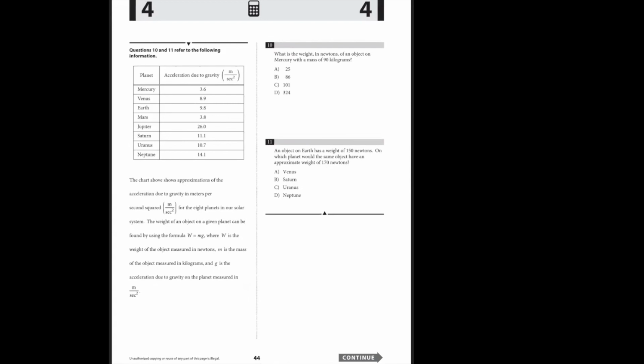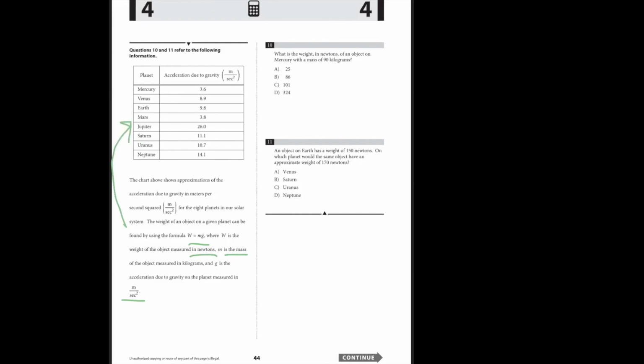It's a chart with the gravity in meters per second squared for all the planets in the solar system. It says the chart above shows the acceleration due to gravity in meters per second squared. It tells you how you can find the weight of an object: weight is equal to mass times gravity. Weight is in newtons, mass is in kilograms, and g is the gravity, which is just over here.